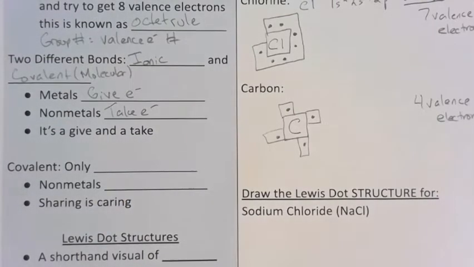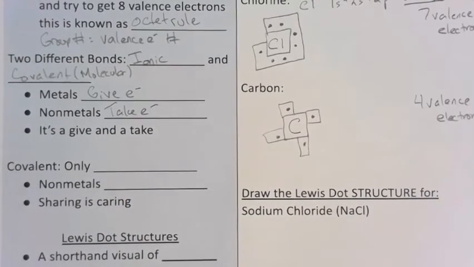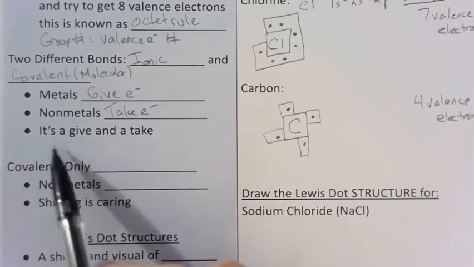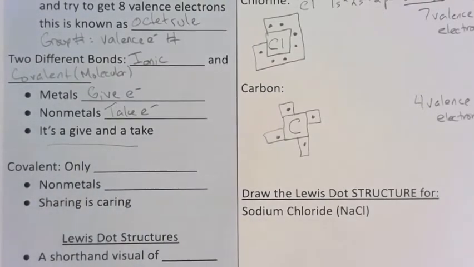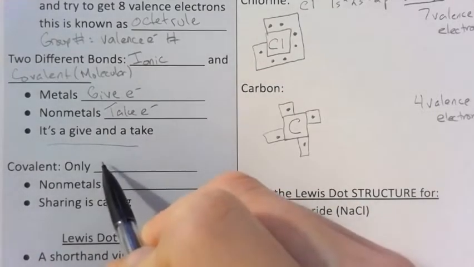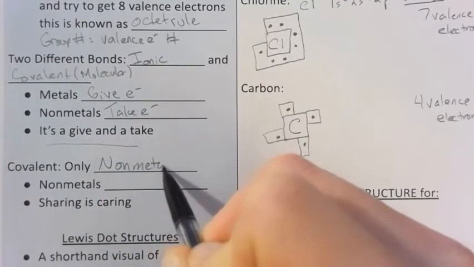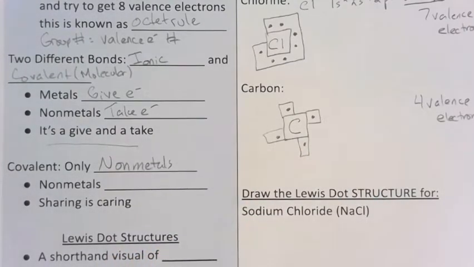So anytime a metal is involved, the metal is looking to actively give up all of its valence electrons, and the nonmetal is looking to actively take all of those valence electrons. We refer to it as a give and a take. Okay? When we get to covalent compounds, which are made up of only nonmetals, they can't all just take electrons to fill their octet.